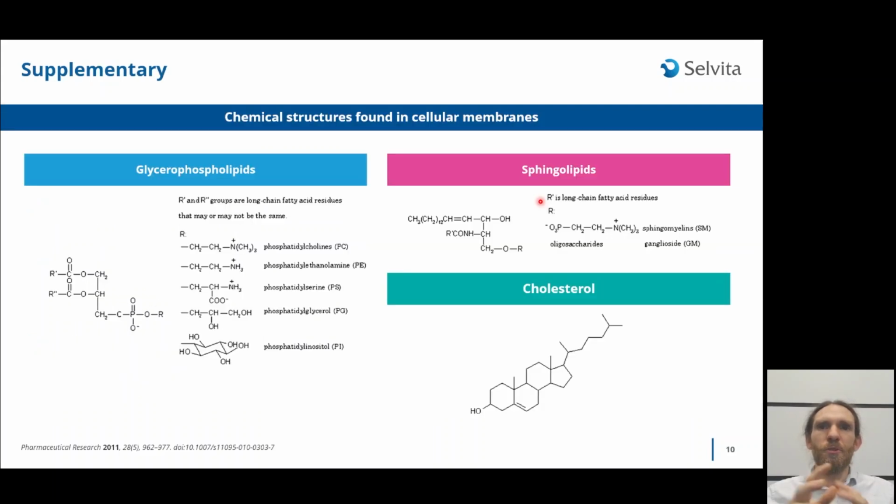Now let's move on to the description of different components of cellular membrane. As we described before, we have glycerol phospholipids like phosphatidylcholines, ethanolamine, phosphatidylserine, phosphatidylglycerol, phosphatidylinositol, some sphingolipids, and cholesterol.